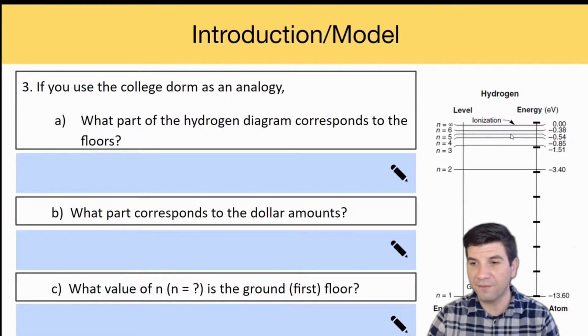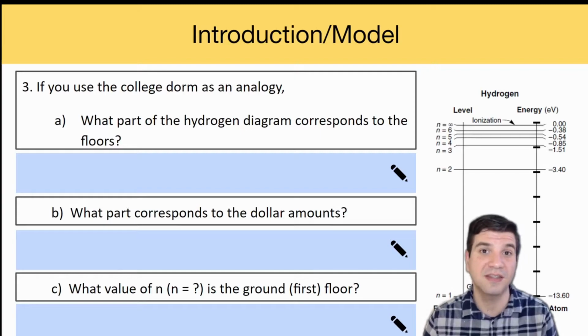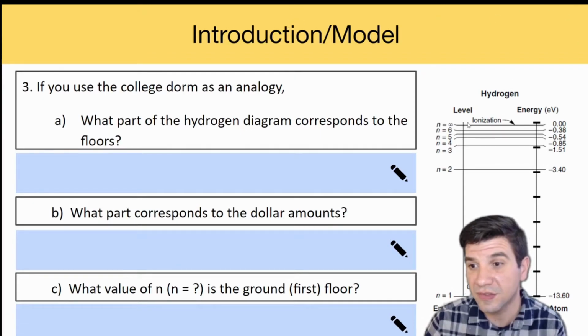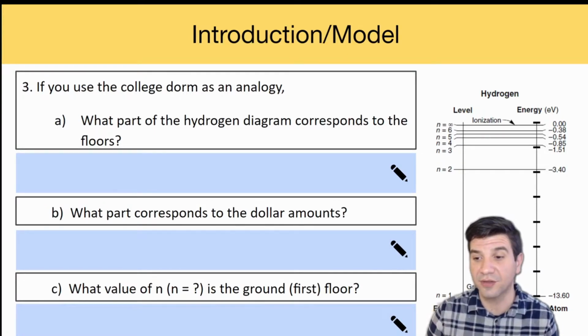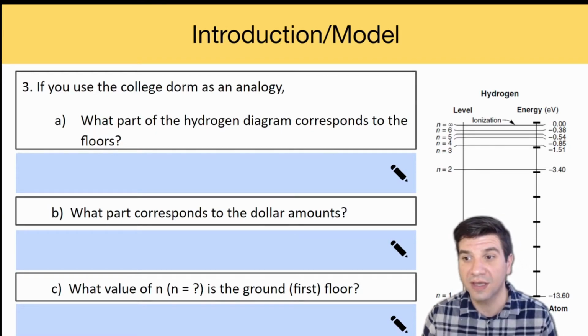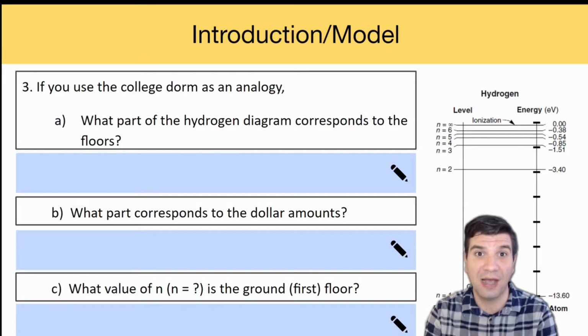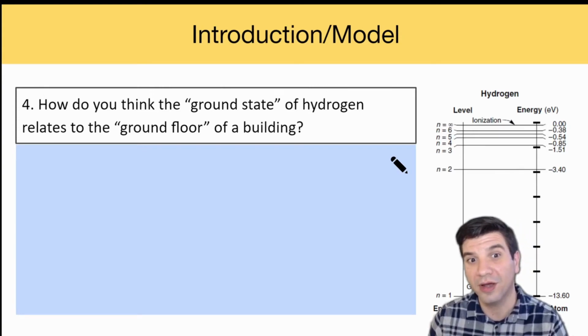Somebody that was on the 5th floor would pay 54 cents. 4th floor, 85, and so on until you get to the ground floor, or floor 1, where they're paying $13.60. Now, the other thing you want to keep in mind is that the students can change rooms. So somebody that is on floor 6 can jump all the way down to floor 1. So to make that move from floor 6 down to the ground floor, they now need to pay $13.22 to make up the difference. That's what they need to pay out. So now think: how does the ground state of hydrogen relate to the ground floor of a building?